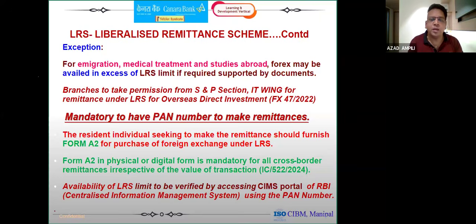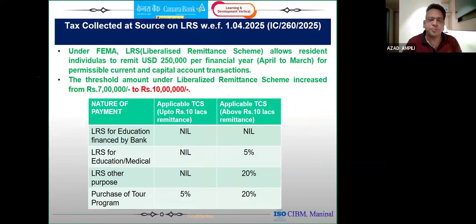money. Okay, so Form A2 in physical or digital form is mandatory for all cross-border remittances, irrespective of the value of the transaction. Even minors can send, a newborn baby also can send 250,000. You know that? Yes. So Form A2.